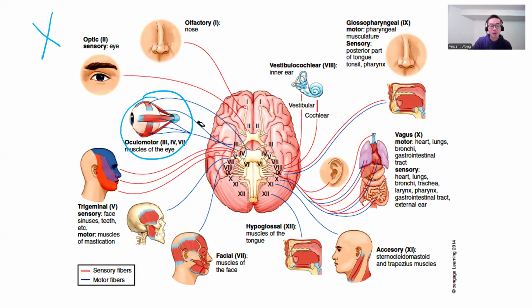If it's blue, it's a motor nerve. It controls movements. If it's red, it's sensory. So again, you don't have to memorize this. You have some dedicated to picking up information from the eyes, from smell, from your ear, and so on and so forth. So those are the 12 pairs of cranial nerves.